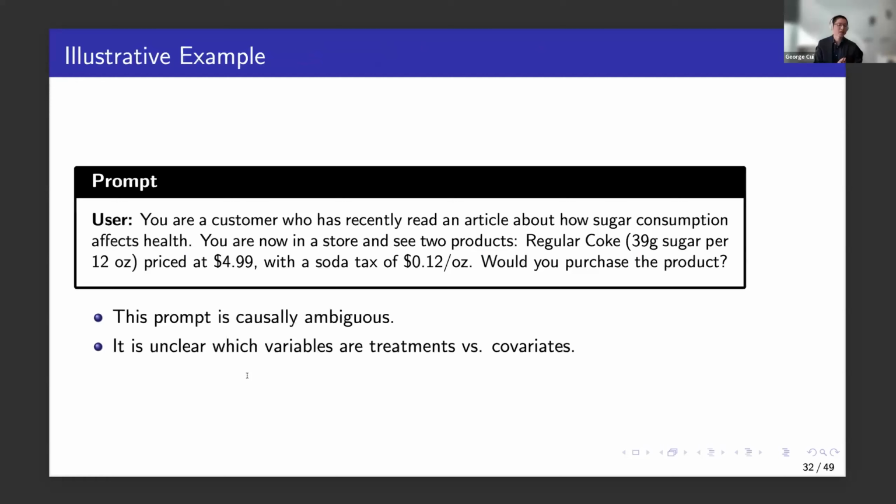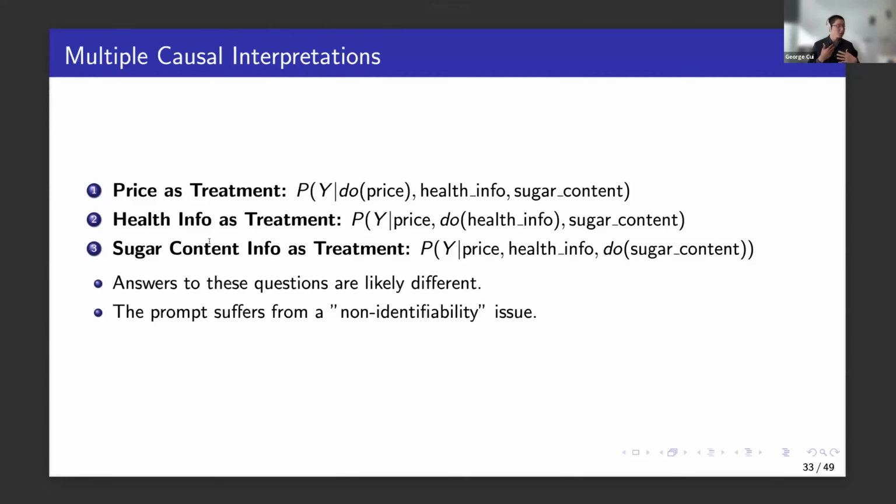This prompt is causally ambiguous in the sense that it is unclear which variables are treatments and which variables are covariates. One possible treatment could be the focal price. It's also possible that the soda tax is the treatment. It's also possible that whether the customers are assigned an article about how sugar consumption affects health is the treatment of interest. You can think that there are multiple causal interpretations of this prompt.